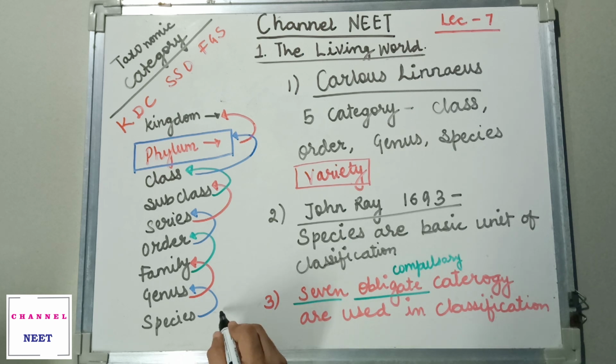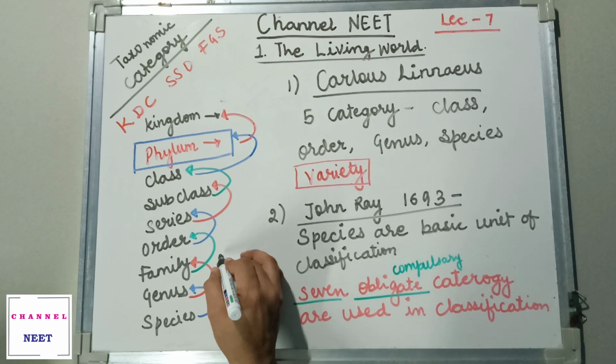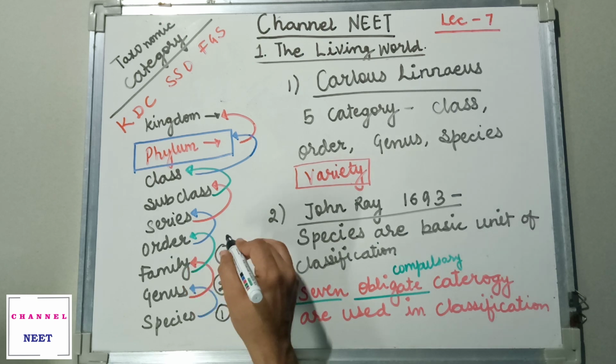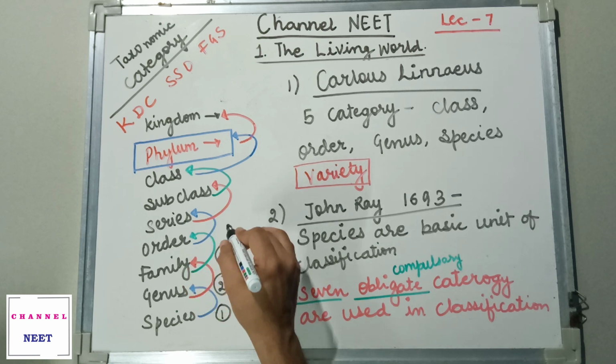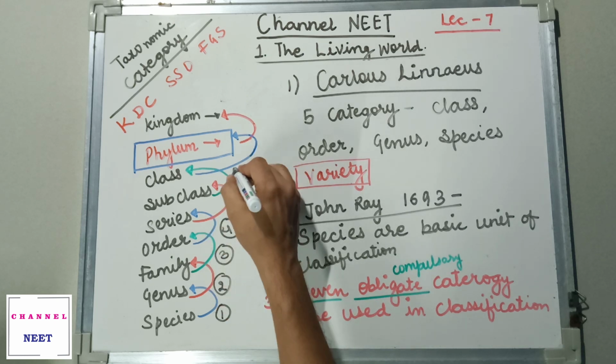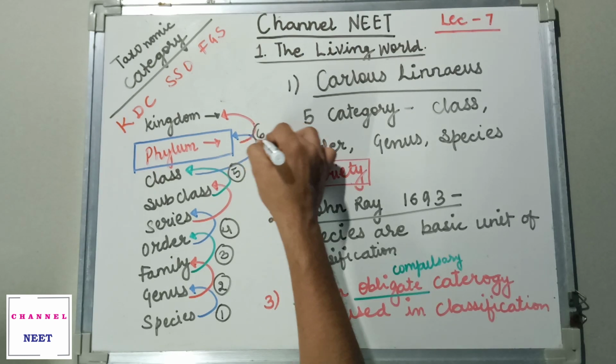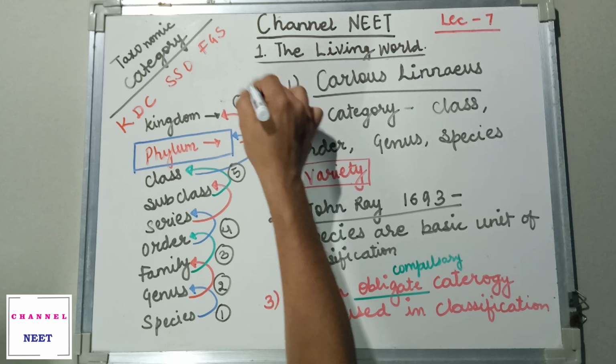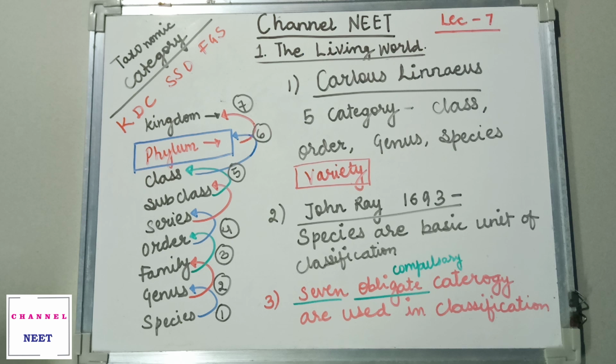The first is species, genus you require second, then you require family, the third, then you require order, then class, then phylum, and then kingdom. So these are the obligatory categories which you require for the classification.